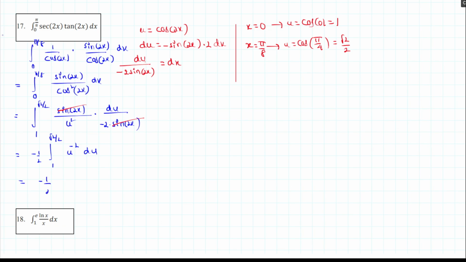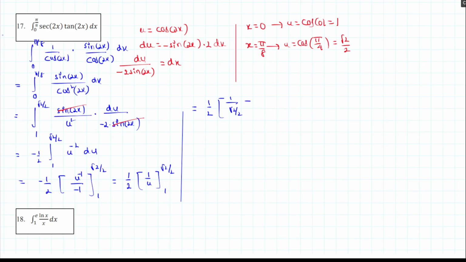And the integration of u square is u power negative 2 plus 1, which is u power negative 1 over negative 1. And the limits are 1 to root 2 over 2. So you can factor out the negative here. So that is the 1 half, and u power negative 1 can be written as 1 over u, and the limits are 1 to root 2 over 2. So 1 half, so here 1 over u, that is 1 over root 2 over 2 minus 1 over 1, which is 1 half.